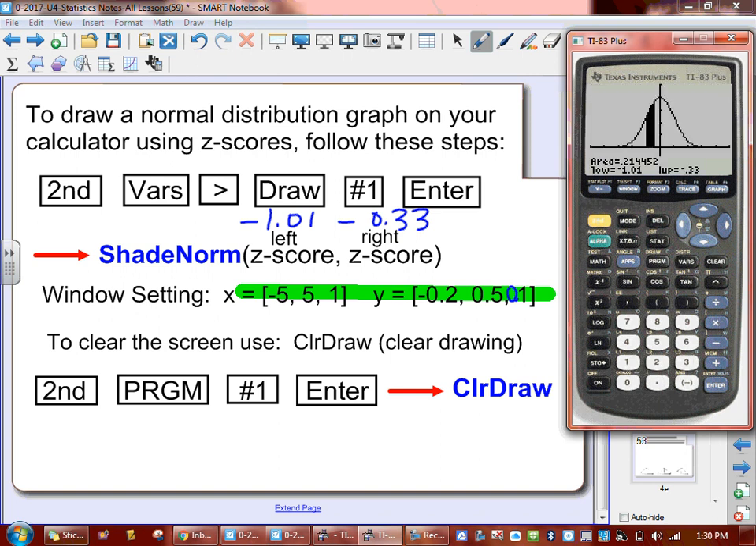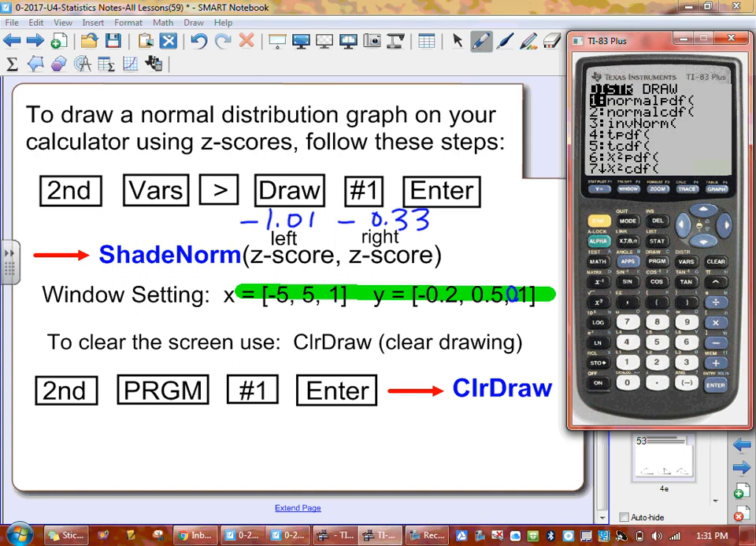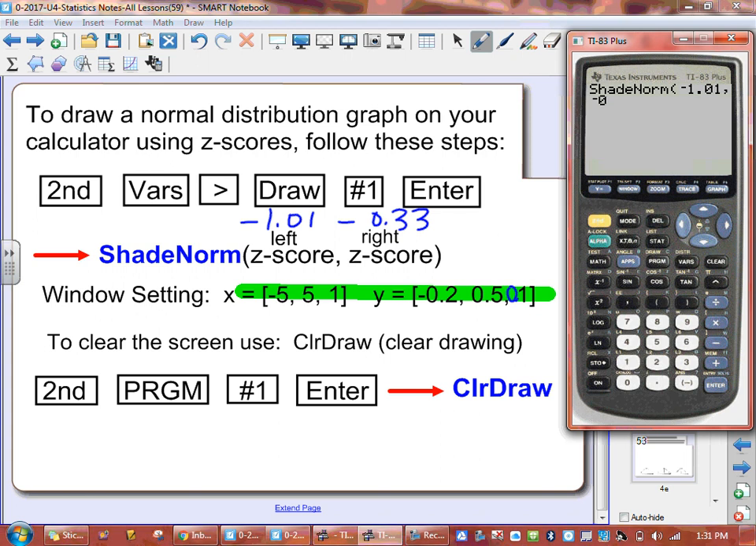We're going to go through it one more time slower. Okay? We're doing the steps that are shown here on the smartboard. So second bars. Use the right arrow over to draw. Number 1. And now we're putting in those z-scores. Negative 1.01, comma, negative 0.33. Enter. It shows us how much area is shaded, and it shades that region for us. Okay. Some calculators are going to have error functions. I will work with you with your calculator.